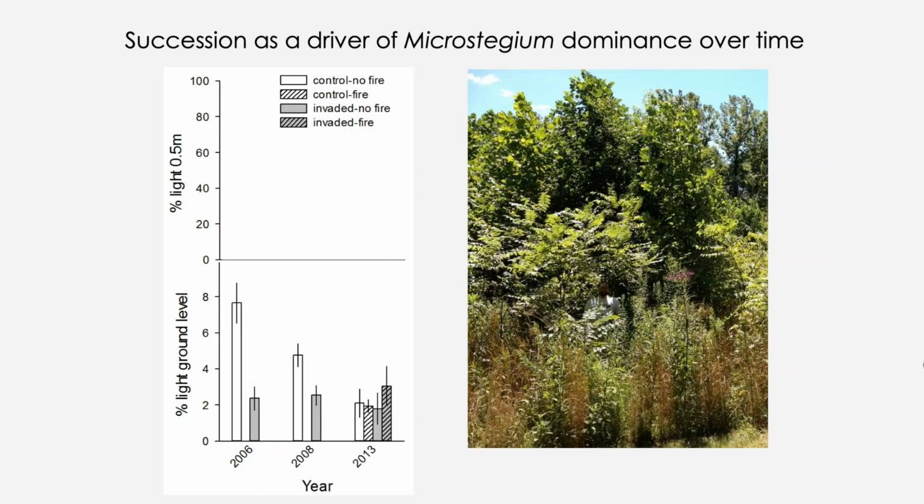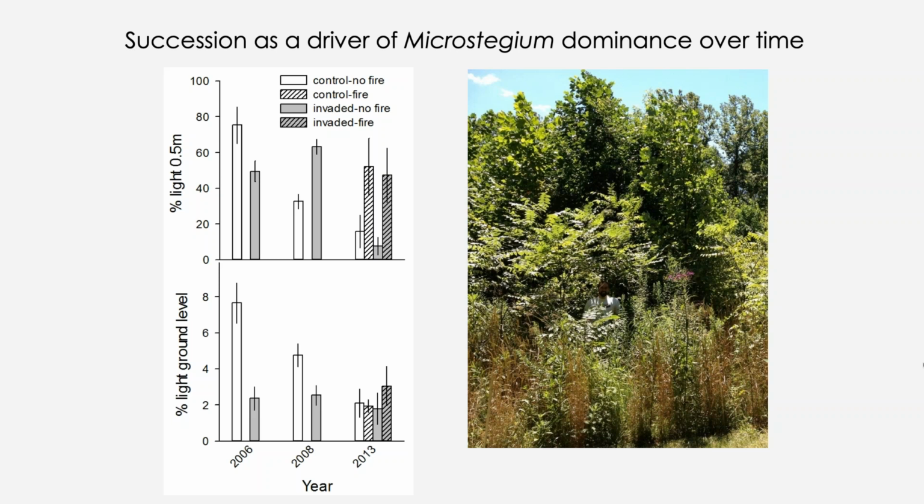If we look at light availability, which we think is an important resource in the system and maybe driving these differences, at percent light at ground level in the bottom panel, we see very low light availability in the invaded compared to the uninvaded plots in 2006. We see a similar pattern in 2008, but we see no difference in 2013.